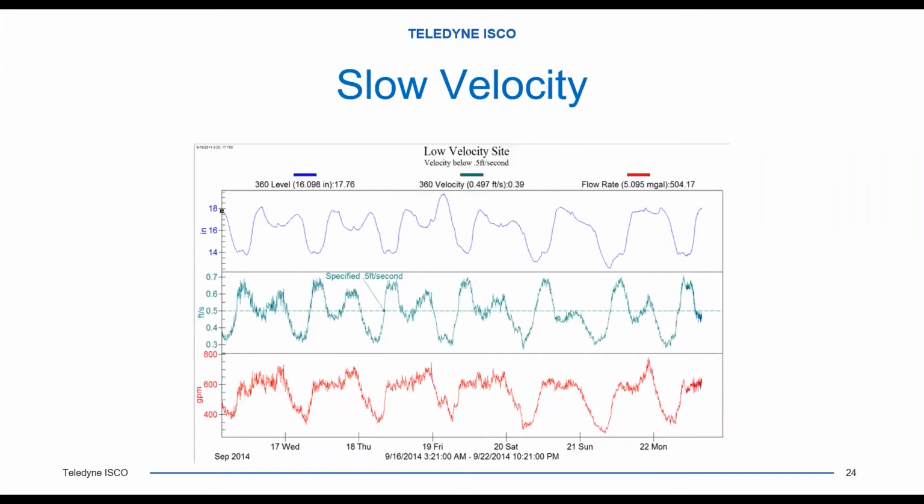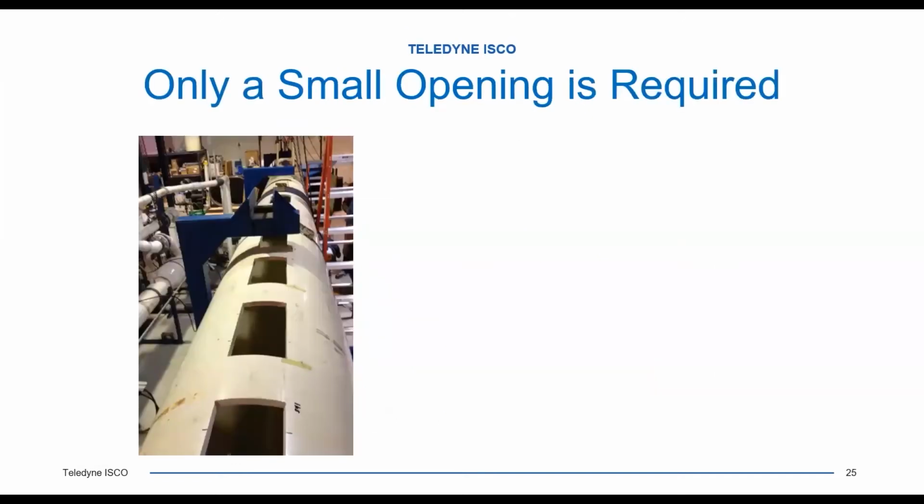So in this one, this is some of the data. You'll notice the dashed line is the 0.5 foot per second, our spec. And you can see velocity was down well into the 0.3 foot per second range. So the laser did an incredible job reading that.